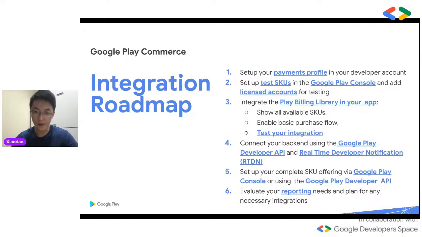If you have a large catalog, if you have really a lot of products to sell in your app, you can use the Google Developer API to manage them from the server side instead of using Google Play Console. And the last step, after everything is done, you can check your financial report in the Play Console, and see how the feature generates revenue for your app.